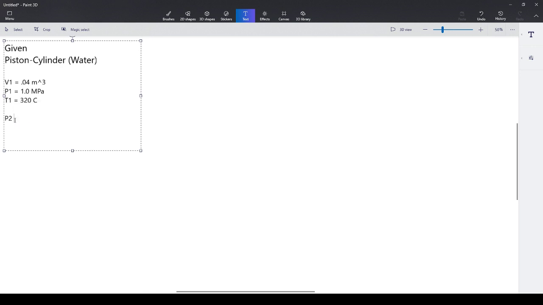P2 is equal to 0.1 MPa. And then we have this knowledge that V2 is going to be less than V1. So essentially what this stage is right here is sort of like the power stroke of an internal combustion engine for your car. But obviously not with water, that'd be weird. It was compressing or expanding? This is expanding.